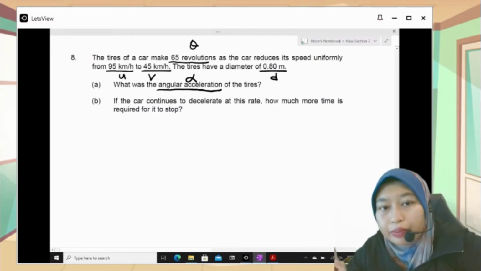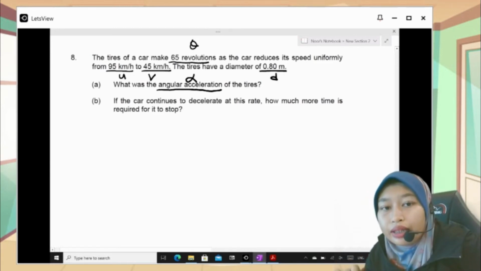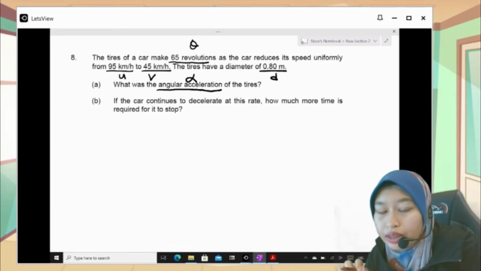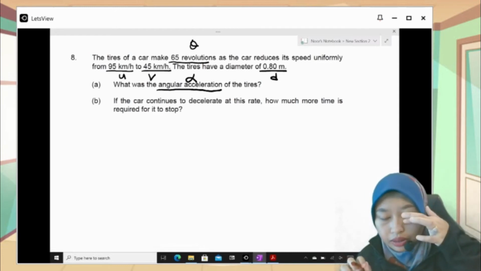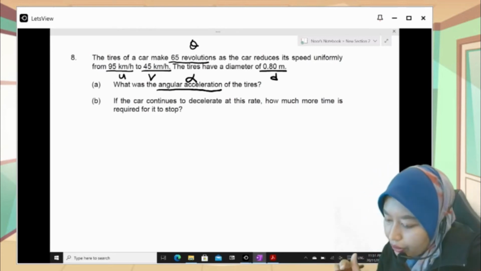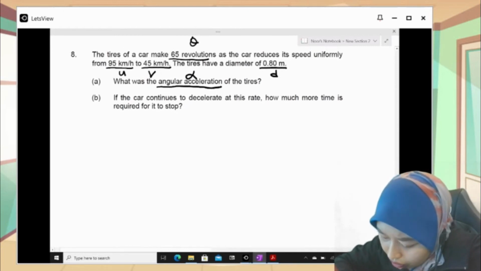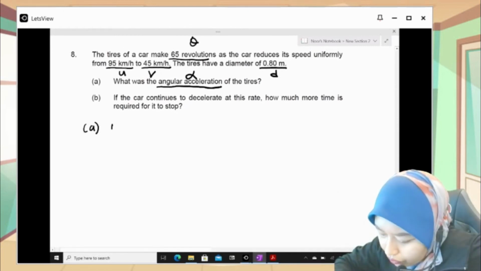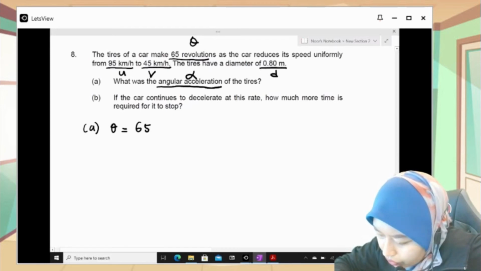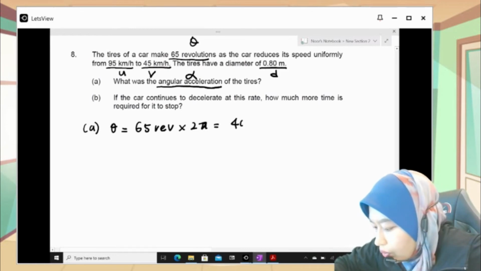Okay, remember that how do I know this 95 kilometer per hour is U? Because the unit kilometer per hour is actually not for rotational motion, it's for linear motion. So that's not omega naught, that's basically U. Okay, so we got a lot of work to do here. The first thing is we need to list all the information that we've got. So we've got 65 revolution, theta, change it to radian, so times 2 pi, therefore we've got 408 radian.